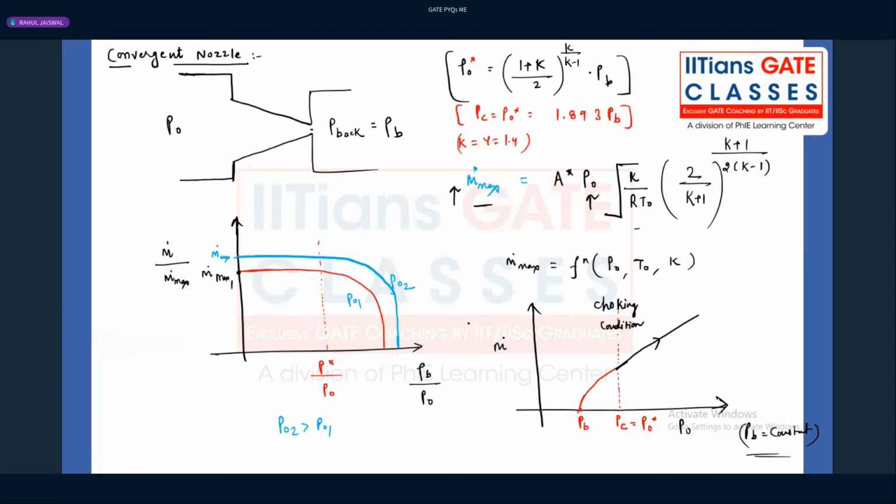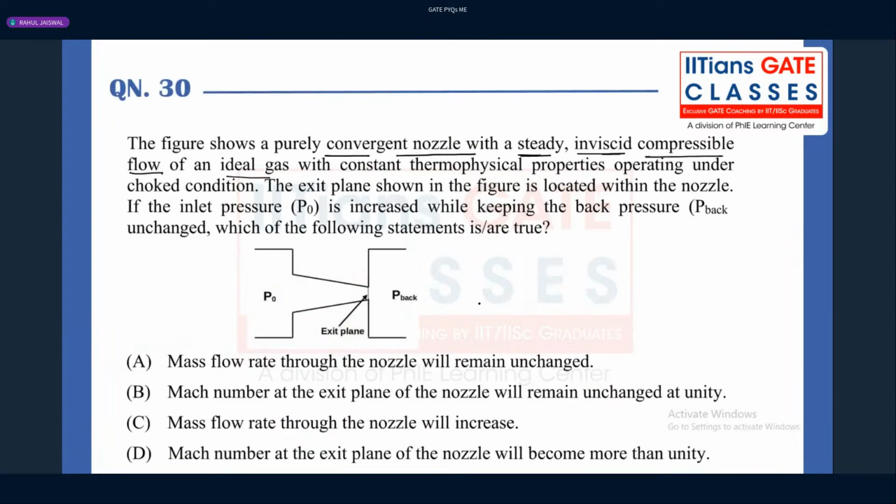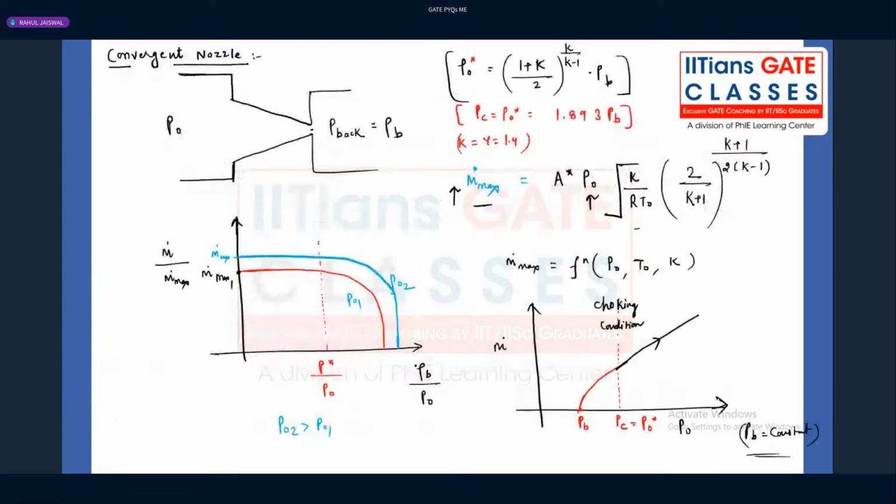Right. So what you're understanding from this particular question, they have just twisted this question in reverse. What are they asking? When P naught increases, what will the mass flow rate be, guys? Mass flow rate will increase, but the Mach number at the exit plane of the nozzle cannot be more than unity. That is fixed, because Mach number equal to 1 occurs where we have the smallest area, which is nothing but the throat area in this particular case.